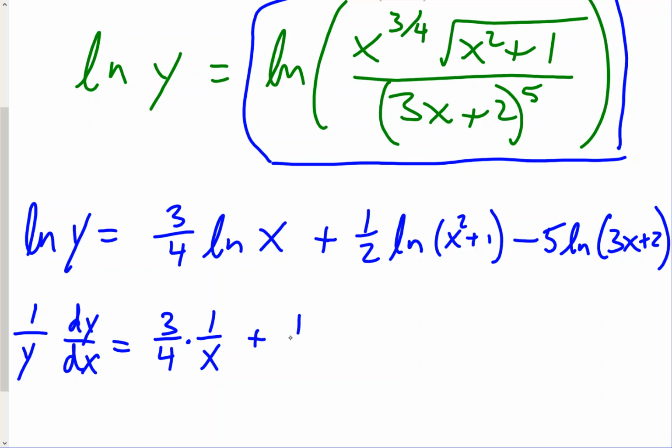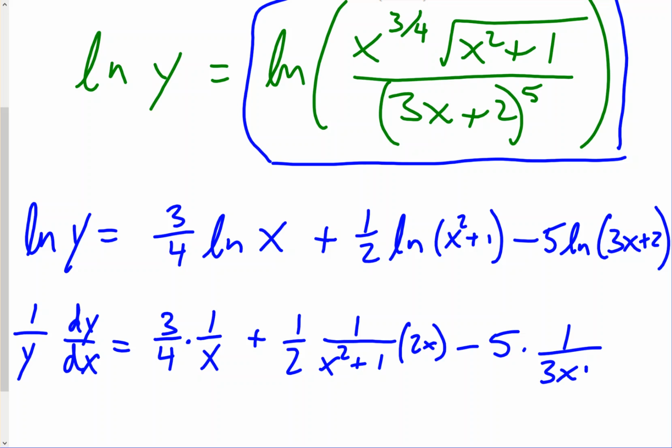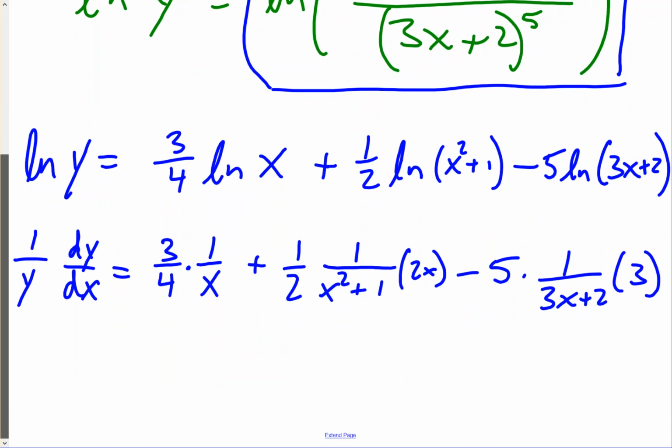And then here this would be 1/2 times the derivative of ln of x squared plus 1, which would be 1 over x squared plus 1 times the derivative of x squared plus 1, which is 2x, minus 5 times 1 over 3x plus 2 times the derivative of 3x plus 2, which is 3. Okay, so let's simplify a little further here.